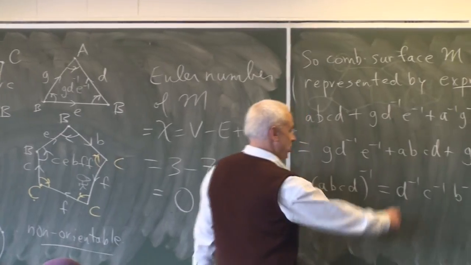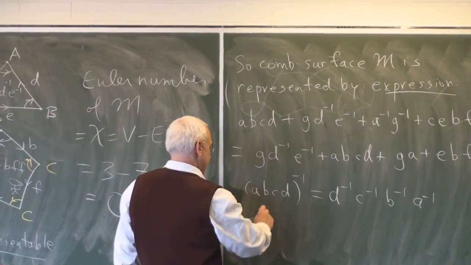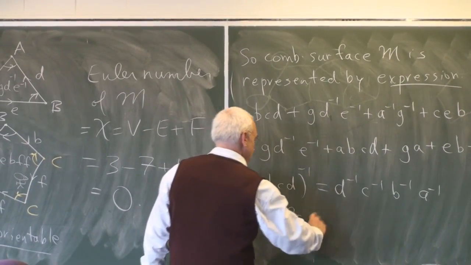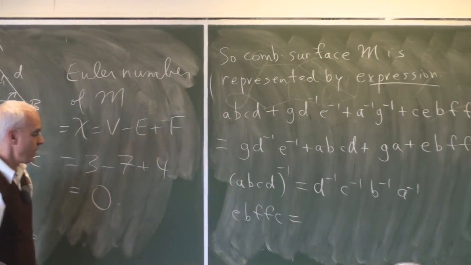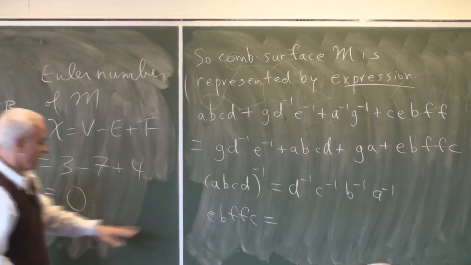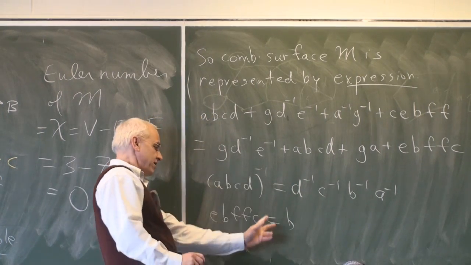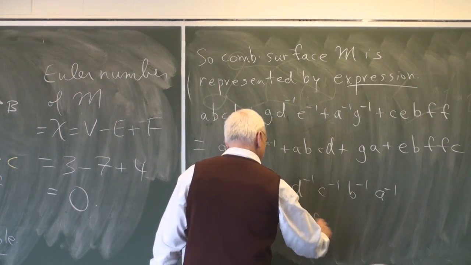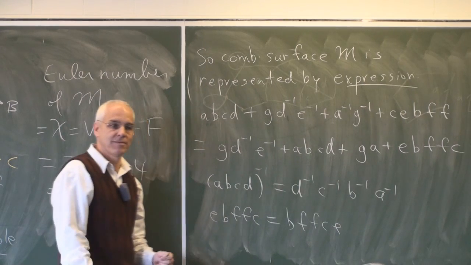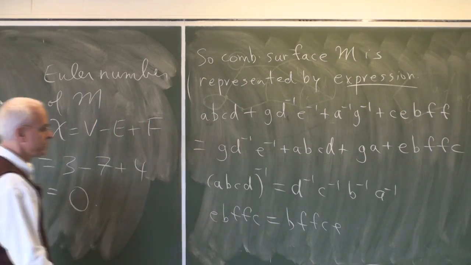And the other kind of transformation that we did was something like EBFFC. We can rewrite that as BFFCE, but it's just starting in a different spot. So just sort of moving the front to the back. We're doing that more over.